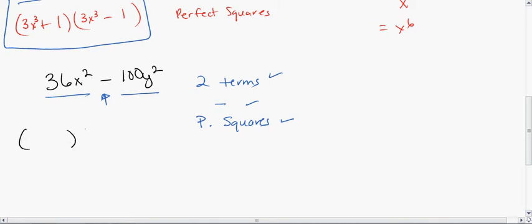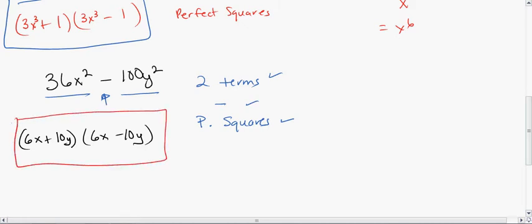Let's see what that looks like. Write down 2 sets of parentheses. It's a plus and a minus. And then I'm going to take the square root of both the terms. So 36x squared, that's just 6x. I write it in both spots. Here's the part that some people get worried about, the 100y squared. Most people will say, yep, it's 10 and 10, but what about the y squared? Well, just like the x squared, I split up the y into 2 spots. So my factored polynomial is going to be 6x plus 10y times 6x minus 10y. Yay, that one is done as well.